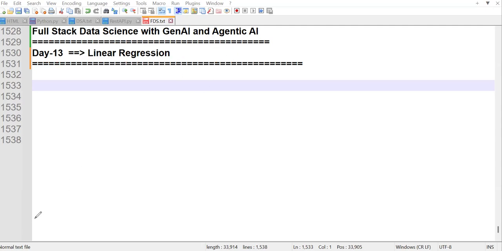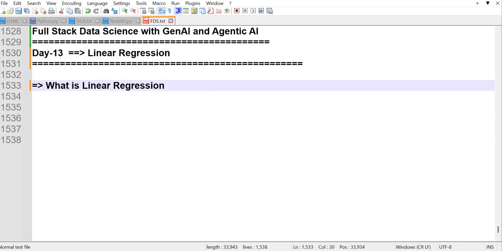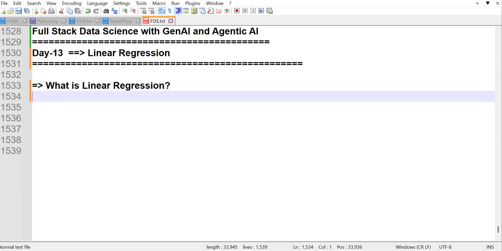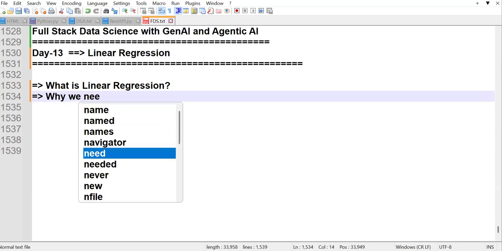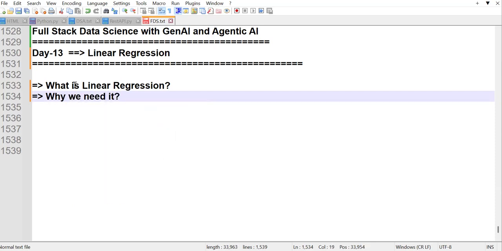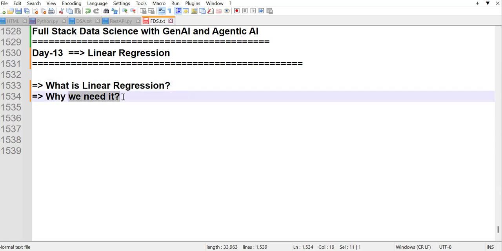This is basic and one of the important topics, because in data science you cannot miss the basics, right? So we will study what linear regression is. I'll tell you with examples as well, and I will give you a real-time example so that you can easily connect it. Next is why we need it. If we are learning linear regression, what is the importance? Why do we need linear regression?